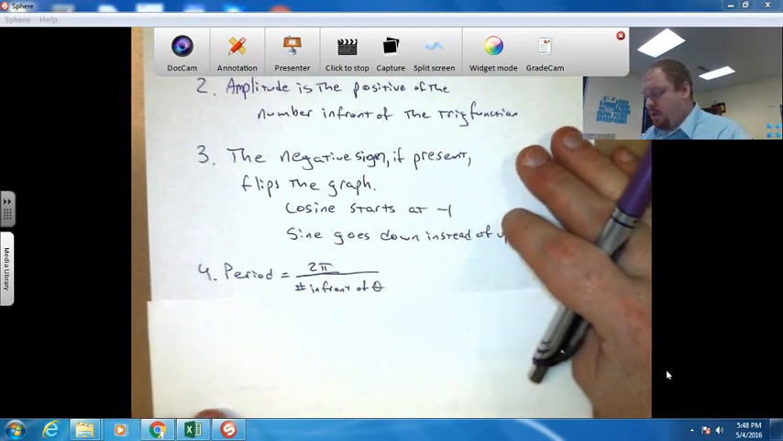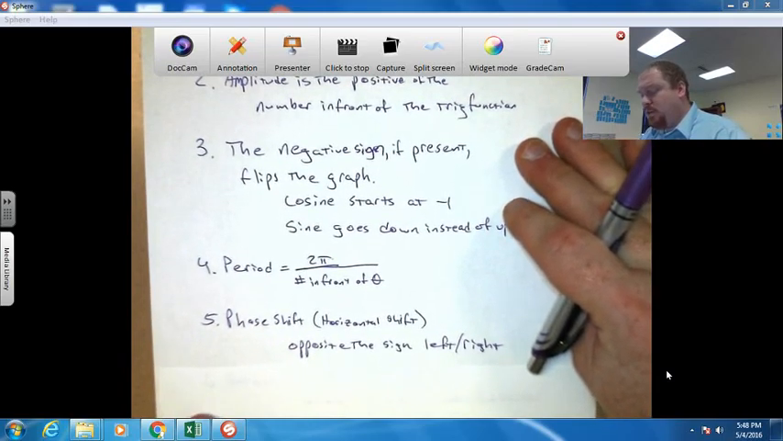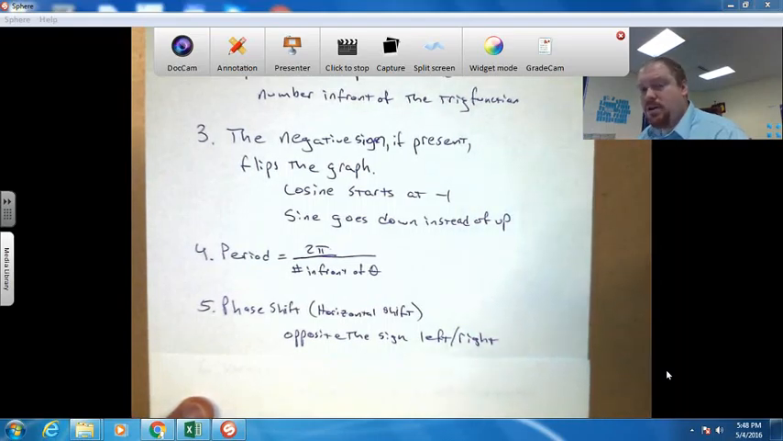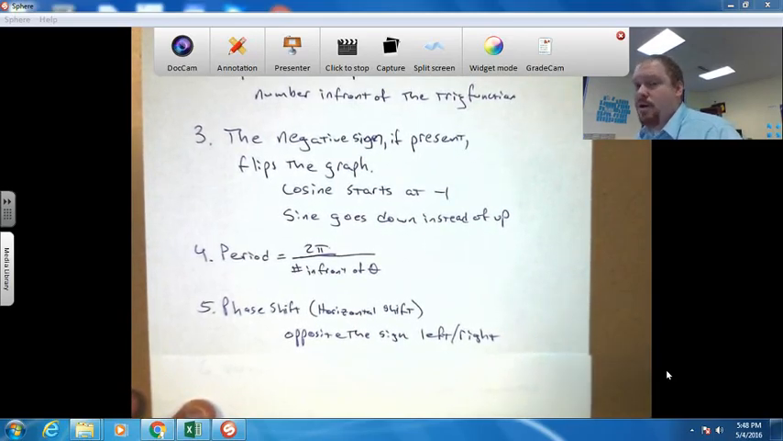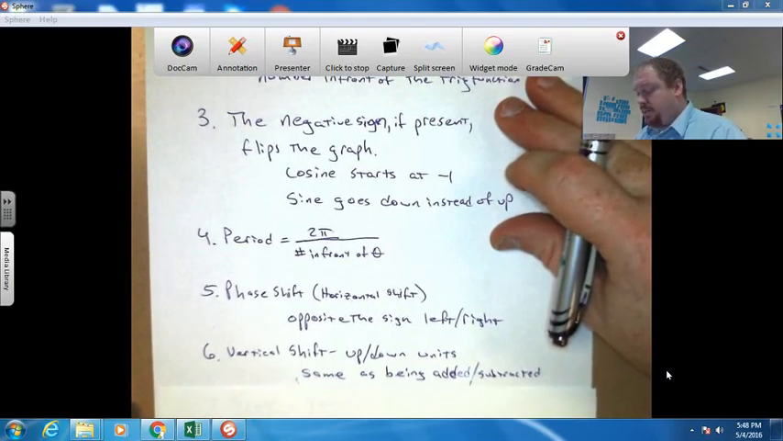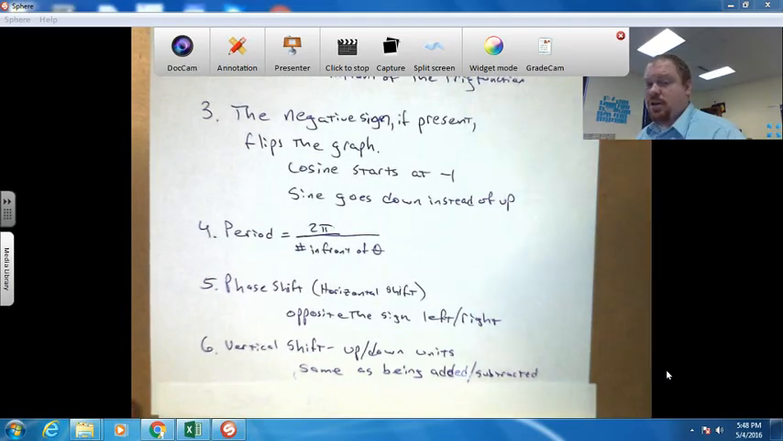Step 5, you have to determine the phase shift. So this is just like anything else. You look at what's in the parentheses and you're going to move opposite the sign. But this is after you have already factored. Step 6, we need to determine the vertical shift. Just like always, that is what is being added or subtracted outside the parentheses.